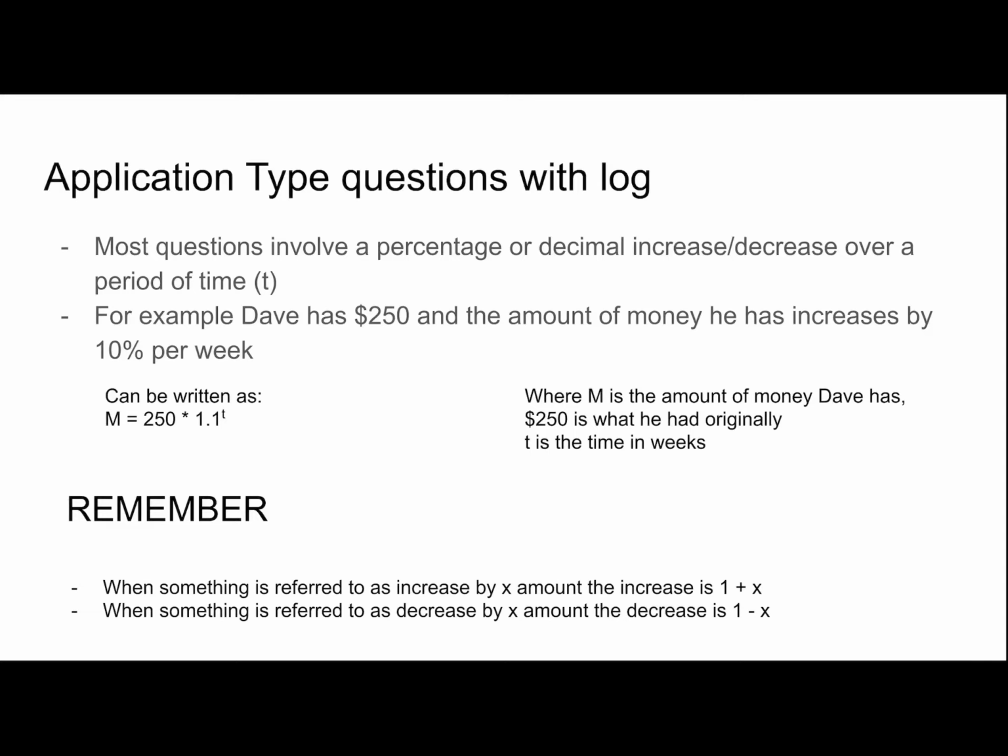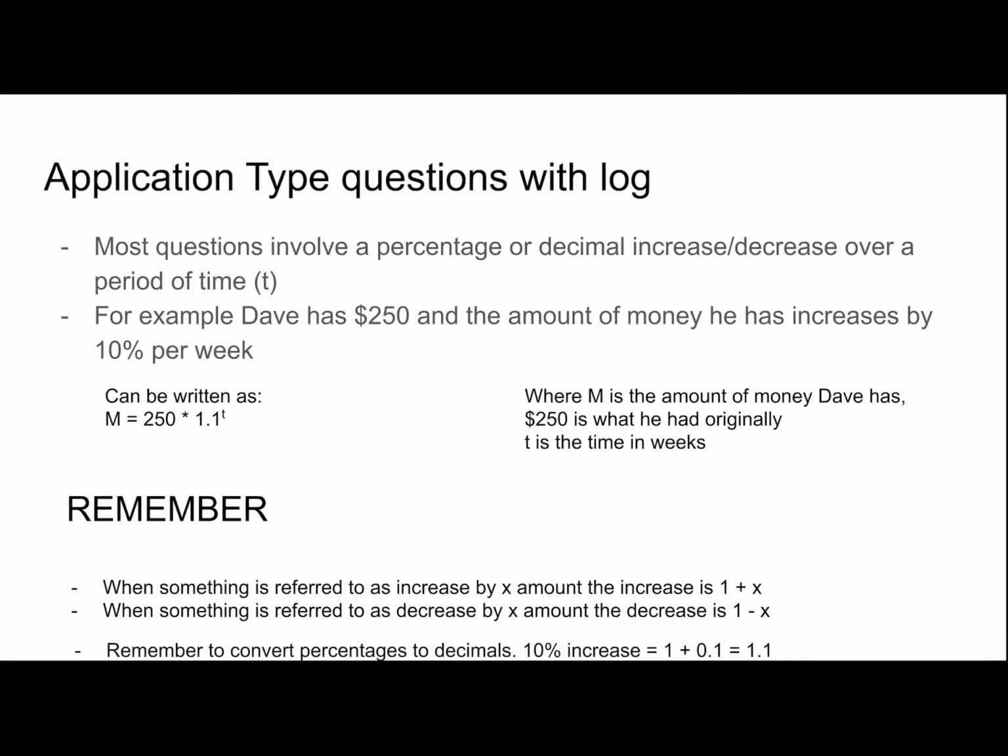Remember some important things here. When something is referred to as an increase by X amount, the increase is 1 plus X, like I just said. So if it's increasing by 10%, it's 1 plus whatever it's increasing by. Same thing for decreasing. When I say decreasing, we can say it's 1 minus the decrease. So we have the whole thing and it's decreasing by this much.